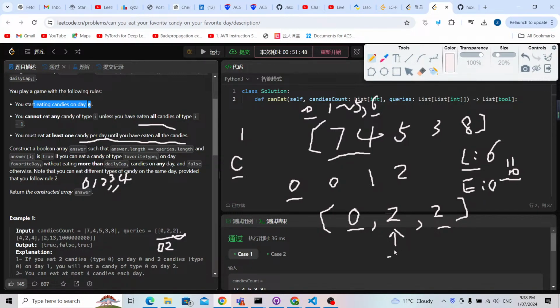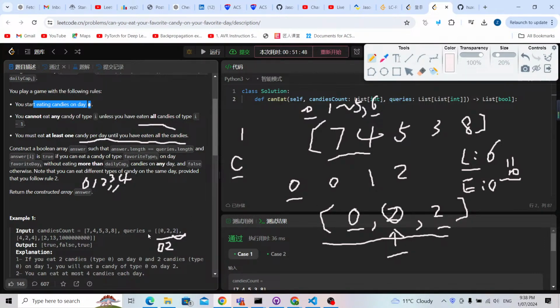But our day is 2. This 2 is less than or equal to 6 and more than or equal to 0. It means it is possible to finish eating. So this query is true because this day 2 is in between 0 and 6.